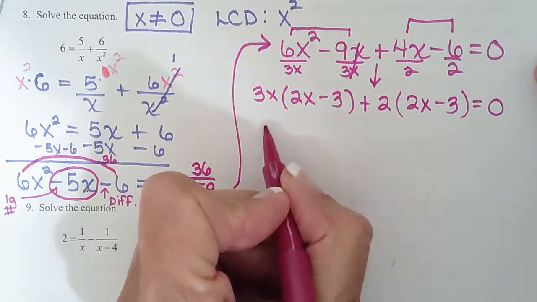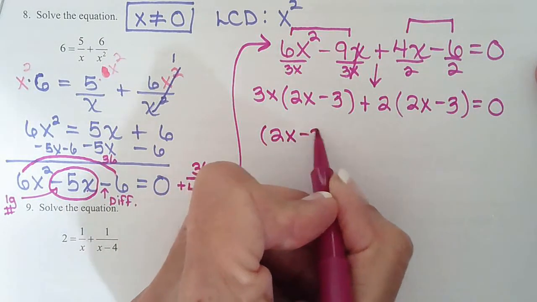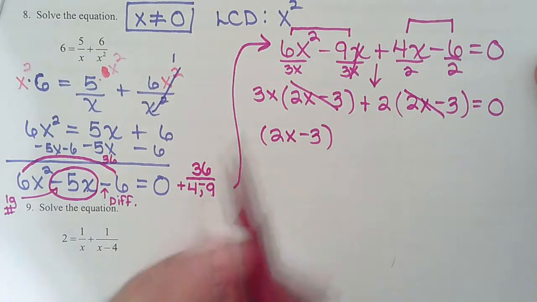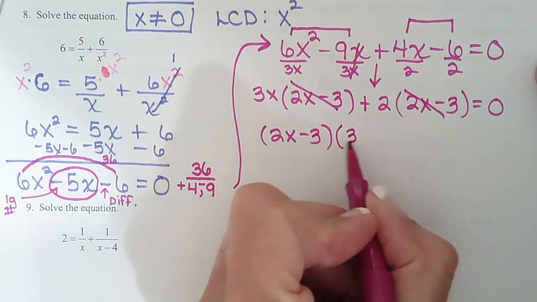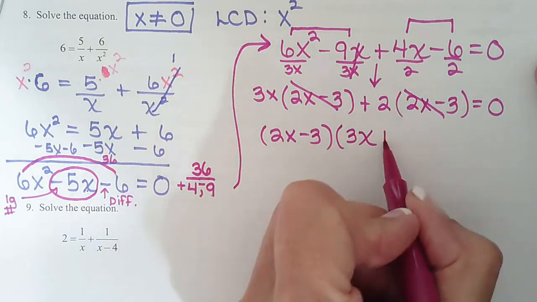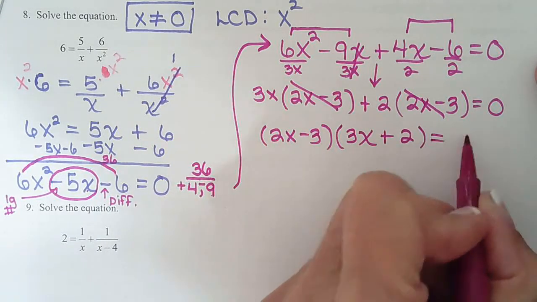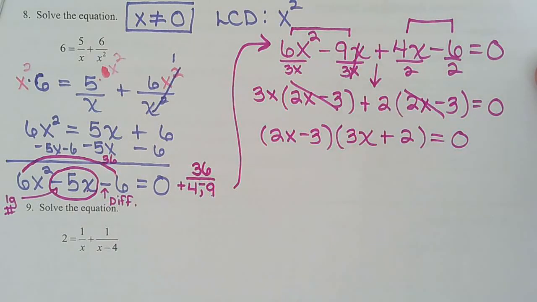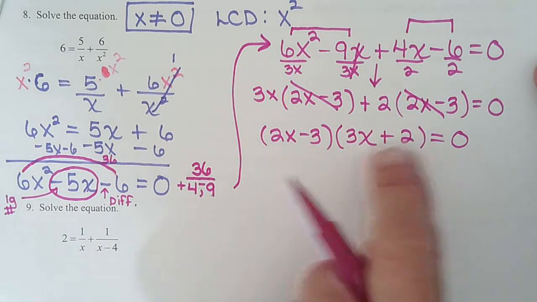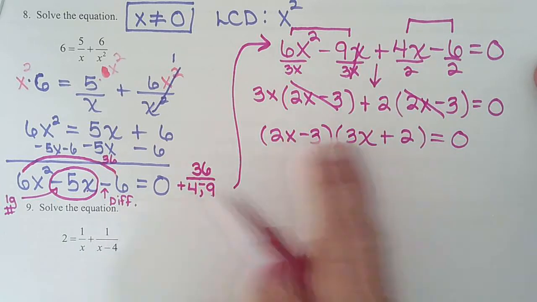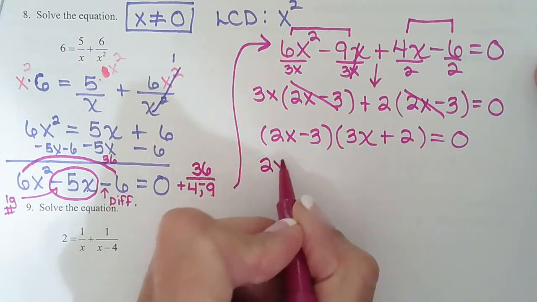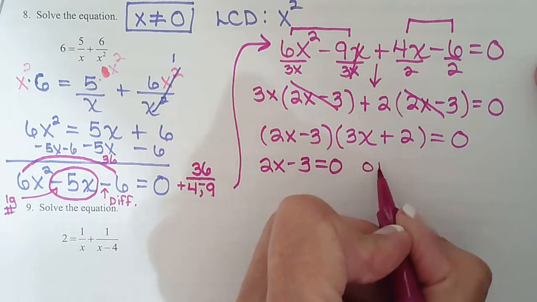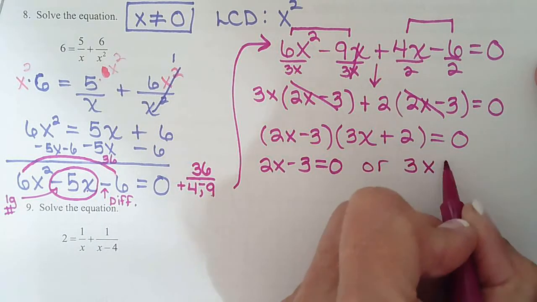So that's going to be my third GCF, the matching binomial. So I take it out of each term because I just pulled it out as a GCF. And then in my second parentheses, I write what's left, 3x plus 2. And my last step is to apply the zero factor property. If a times b equals 0, then one of these must be 0. So I set them both equal to 0 to find out what the possibilities are. 2x minus 3 equals 0, or 3x plus 2 equals 0.